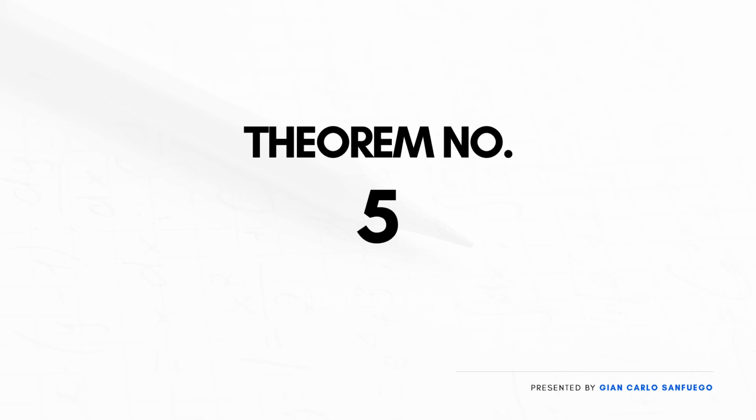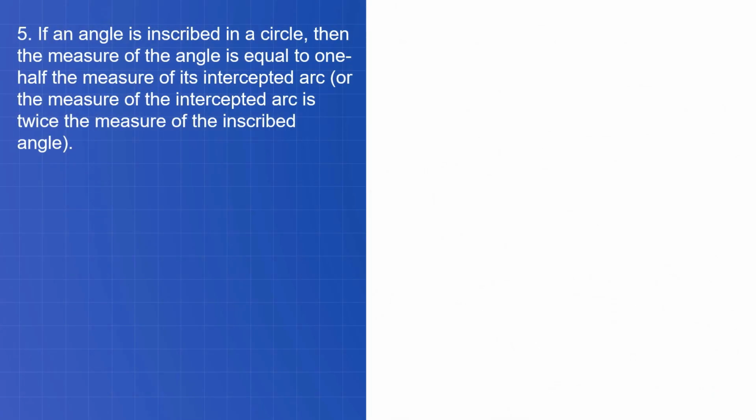Theorem number 5. If an angle is inscribed in a circle, then the measure of the angle is equal to 1/2 the measure of its intercepted arc. Or, the measure of the intercepted arc is twice the measure of its inscribed angle.